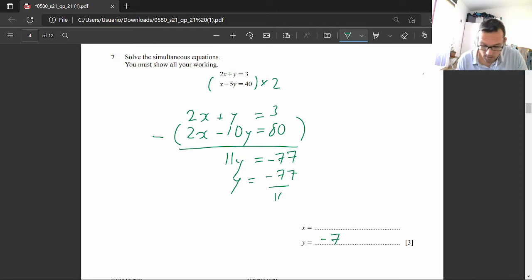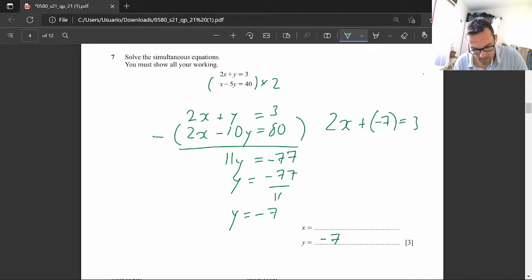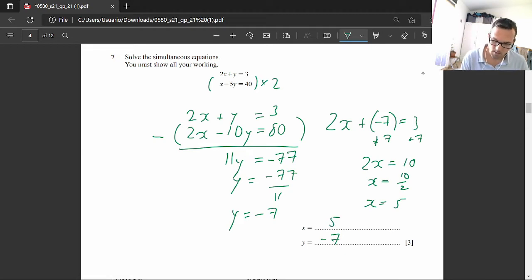Right. Now, substitute that into one of the equations above to get the x value. I'm going to pick the first one, so 2x plus, and instead of y, I put the -7. Right. Let's add 7 to both sides. So that will give us 2x equals 10. Divide by 2, x equals 5. Okay, now we have the right answer again.